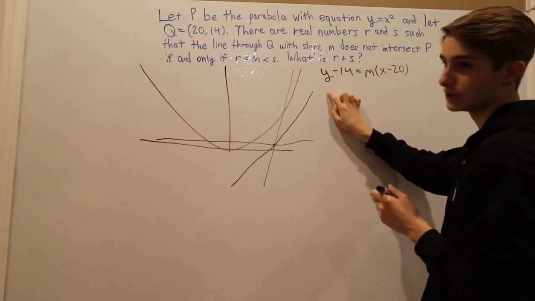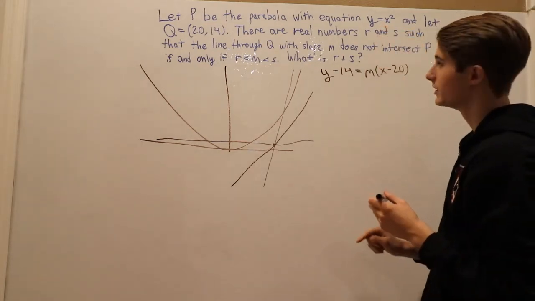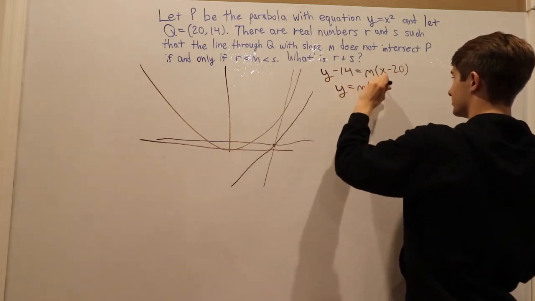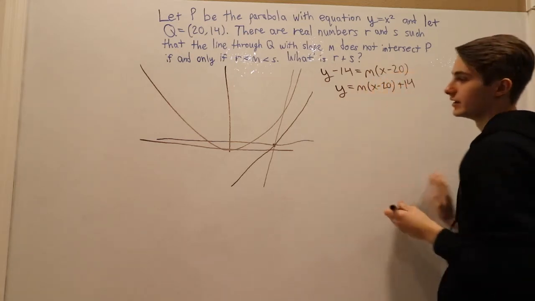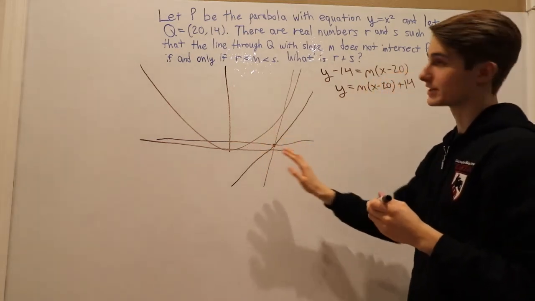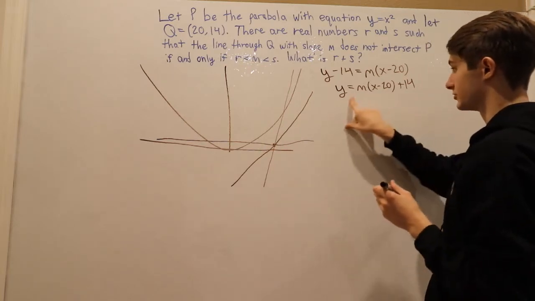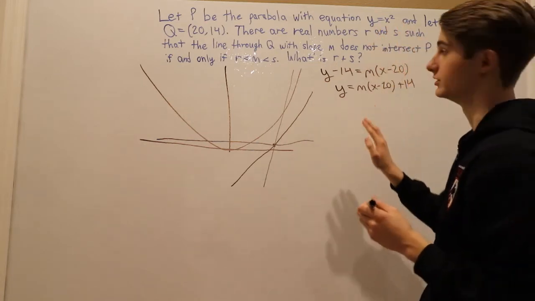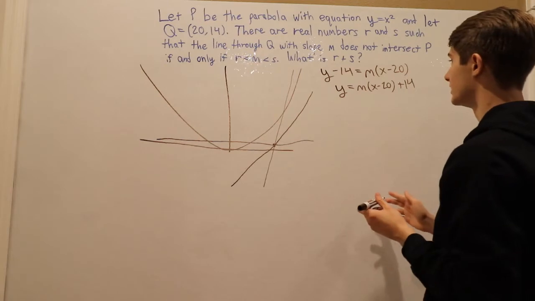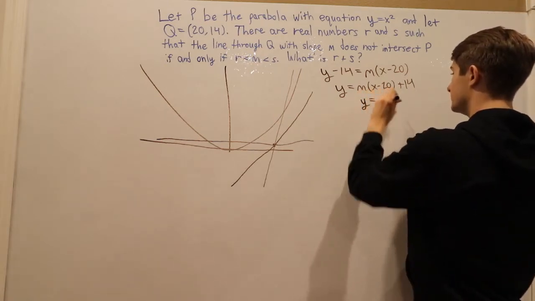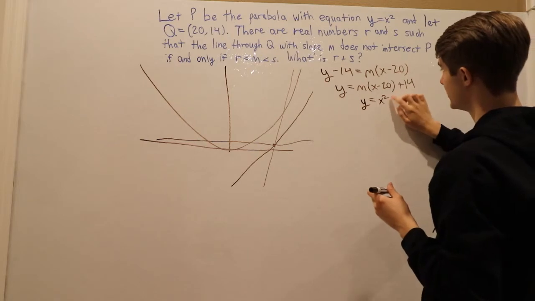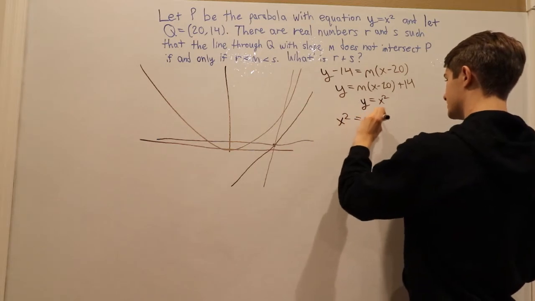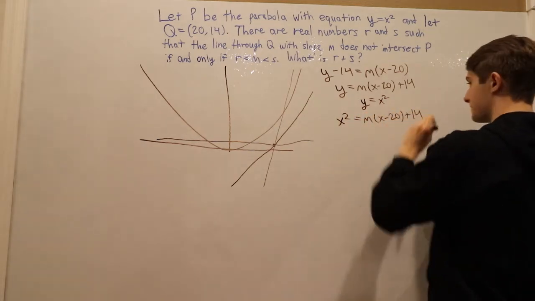Now we want to use this equation along with the equation y equals x squared. So we'll start out by moving the 14 to the other side, which gives us y equals m times (x minus 20) plus 14. If these two curves are intersecting, then this equation must be true, so that the point is on the line, but y equals x squared must also be true, so that the point is on the parabola. And that means that if these equations are both true, then we can set the right sides equal to each other. So we get x squared equals m times (x minus 20) plus 14.